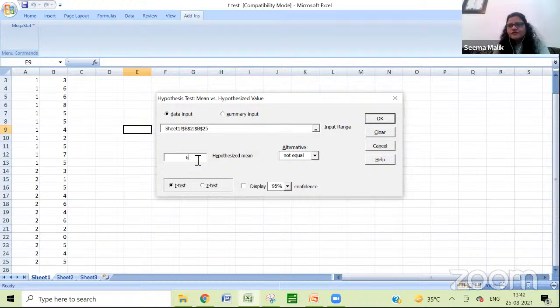Suppose from the review of literature, I have analyzed that on an average across India, the students or kids used to study 6 hours in a day. Okay, so this is the population value, or you can say hypothesized mean. Here the T option is already checked. So hypothesized mean is 6 here, and then I'm clicking on OK.